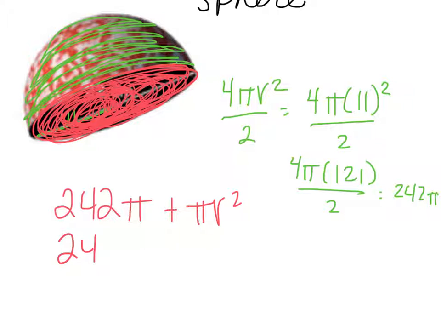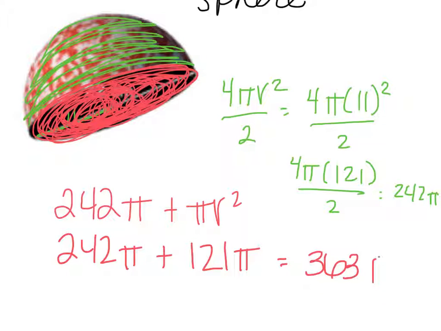So 242 plus 121 pi, because that was the area of the circle. So this is going to be 363 pi. Okay, so that's the surface area of a hemisphere.